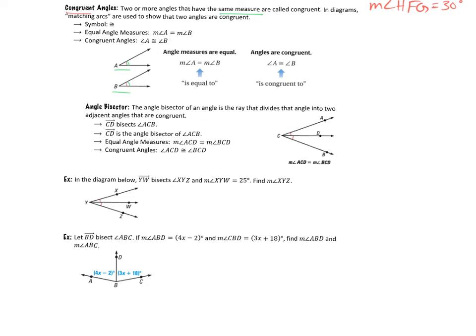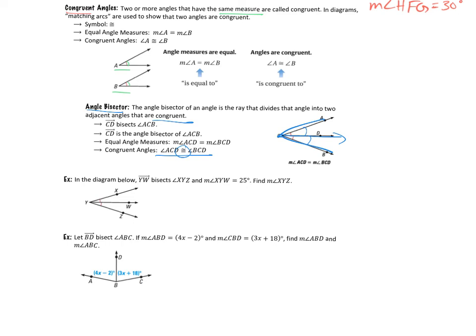An angle bisector is a ray that divides an angle into two equal or congruent adjacent angles. So, in this case, if I have angle ACB, then ray CD divides that equally into two pieces. The other way you will see this is if it's not shown in a diagram, you may see a statement with this symbol here where it's an equal sign with a squiggle over it, and that means congruent.